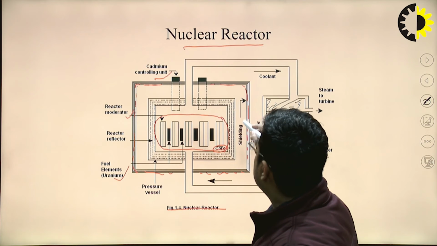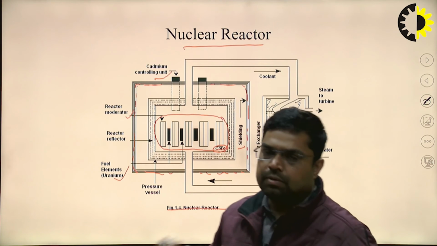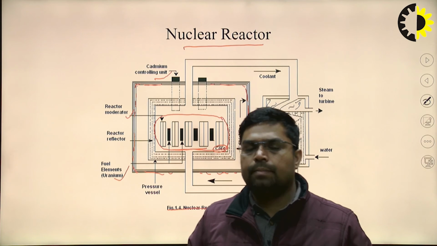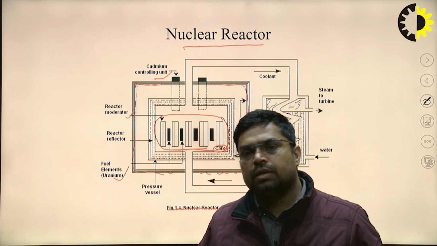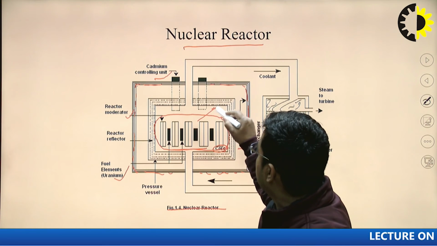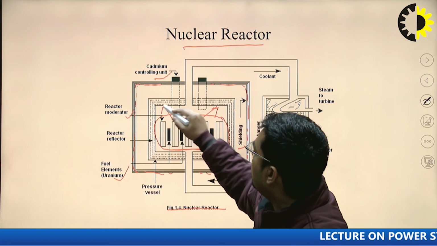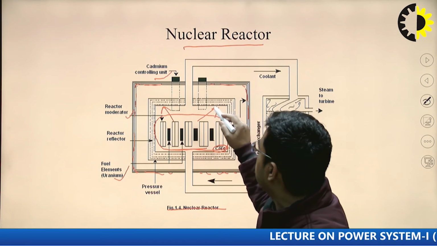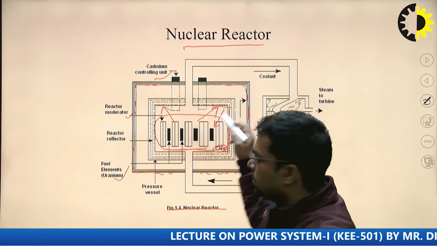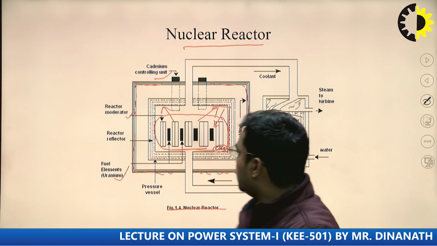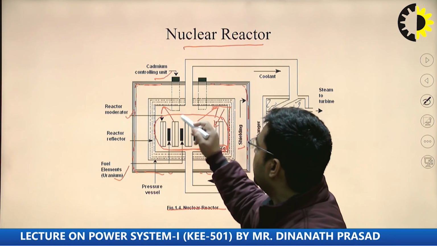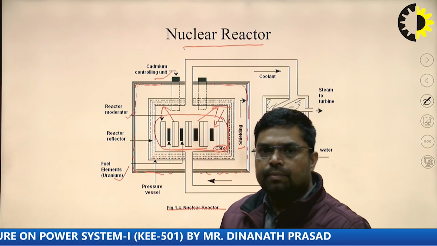Another one is, you can see, shielding. Basically in the nuclear reactor there will be chain reactions happening inside the core. So during the nuclear chain reactions the radiations will come out. These radiations should not come out to the outside world, so we use some shielding material that can reflect them back into the core.